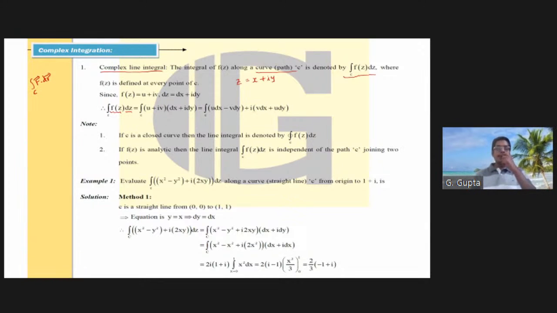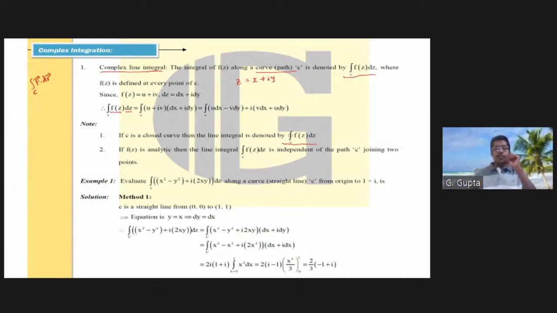Now, just like vector calculus integration, if C is a closed curve, then the line integral is denoted by integral over C f of z dz, with a circle symbol in the middle of the integral. I already told you this circle means the curve is not always a circle.